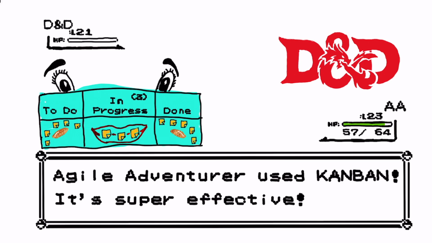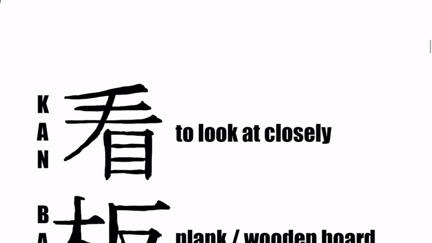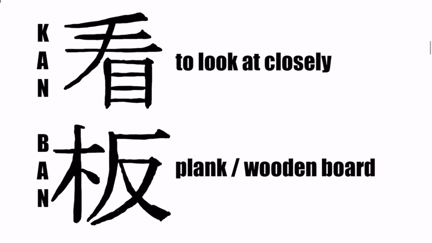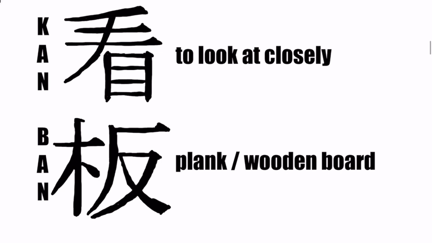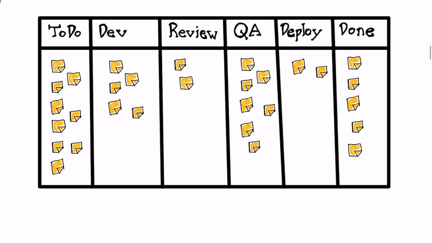So, Kanban. What is it? Quite literally means to look closely at a plank or a wooden board. If you've ever seen a task board that looks something like this, the team that's using it is trying to do Kanban. I say trying because many of them say they're doing Kanban but they don't follow all the rules.